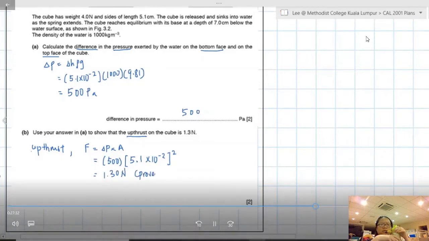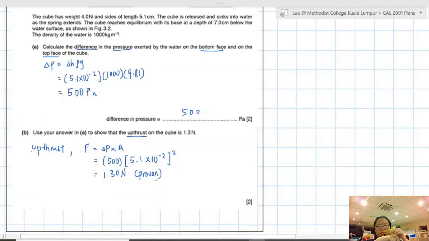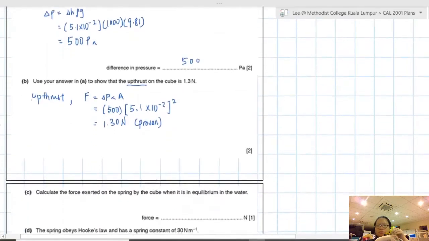Alright, so this is proven. Did I forget to speed up this part of the video? Feels extra slow. Anyway, calculate the force exerted on the spring by the cube when it is in equilibrium in the water. Okay, time to draw a free body diagram to show the forces acting on the object. Before we do this, maybe I shall speed up the video a bit.